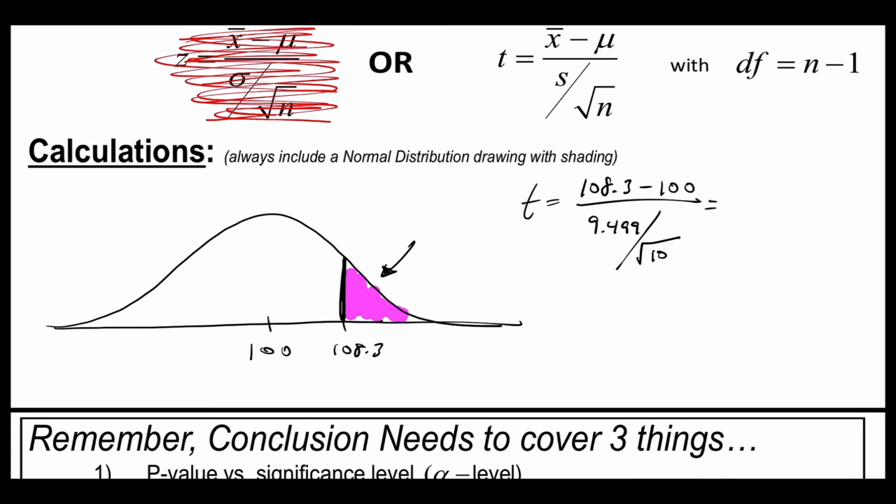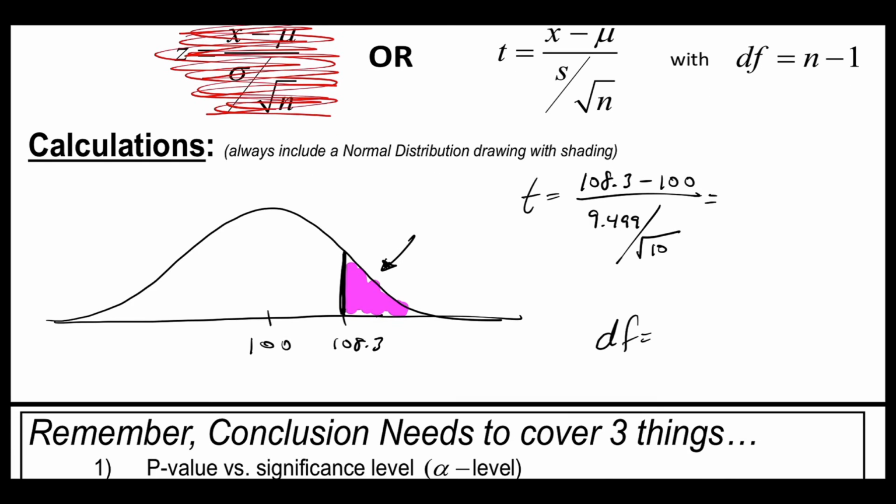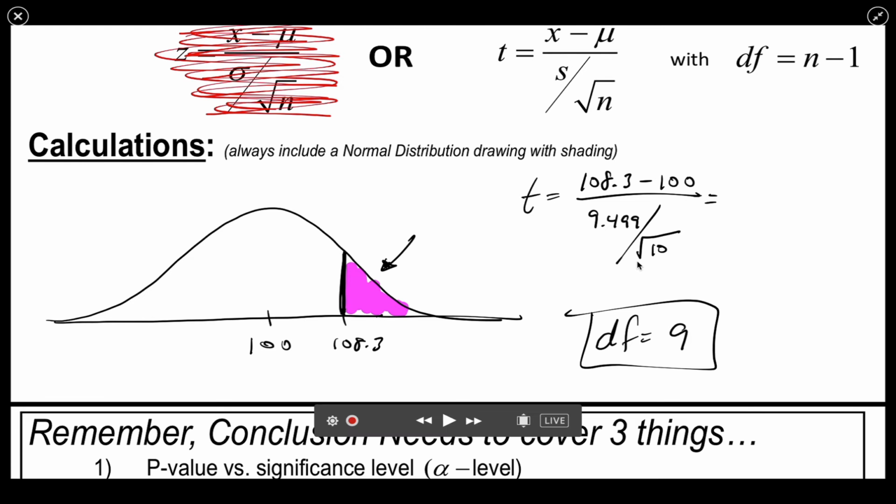What's degrees of freedom on this one? 9. Yeah, n minus 1, so degrees of freedom is 9. Oh, you need to write that. I do. Even if I don't use a table, it's good to know. Okay, from here, like I said, you can go to the calculator and go to stat calc. Let's do that right now.